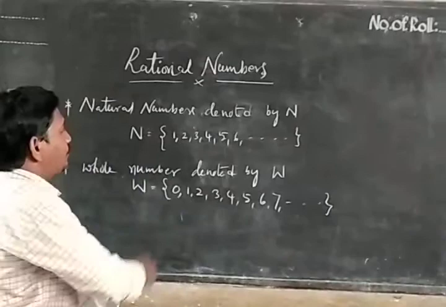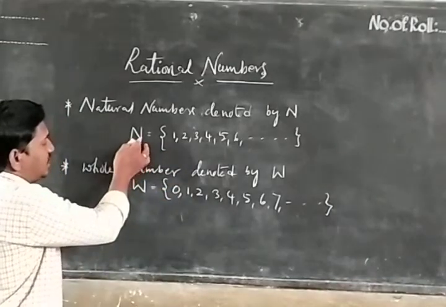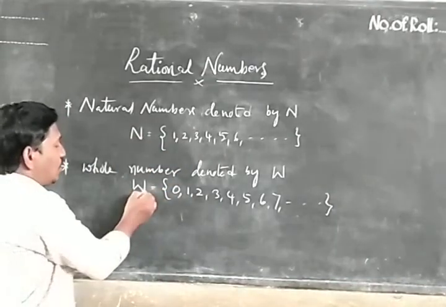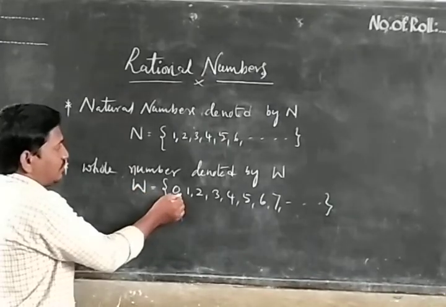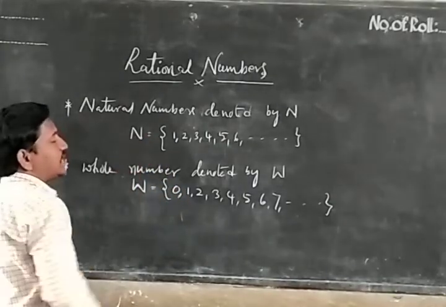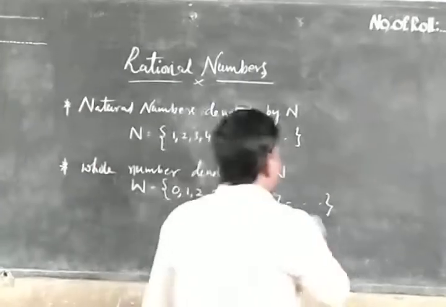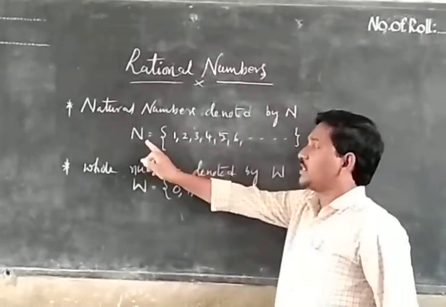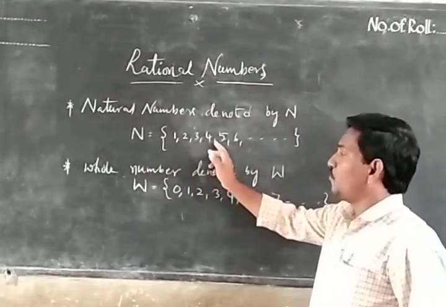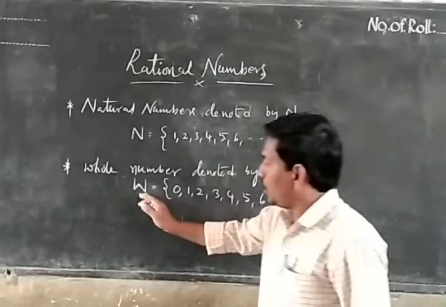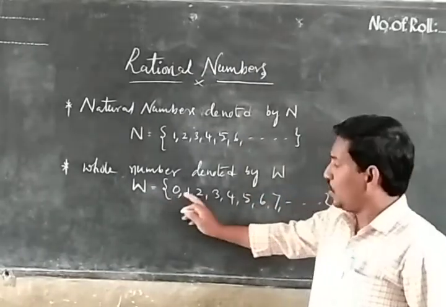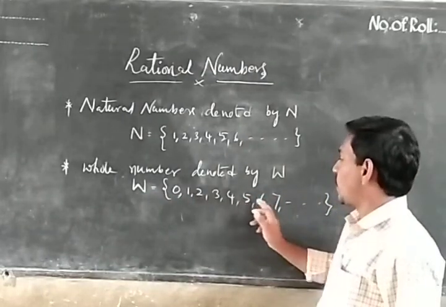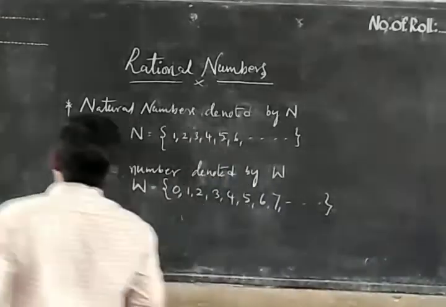So we have to compare the difference between the natural numbers and whole numbers. Whole numbers start from 0, but natural numbers start from 1. So natural numbers are the set of 1, 2, 3, 4, 5, 6, and so on. And whole numbers are the set of 0, 1, 2, 3, 4, 5, 6, 7. And integers.